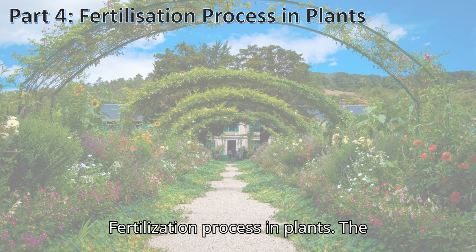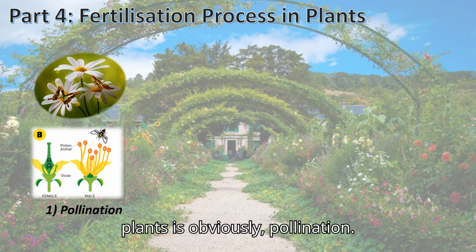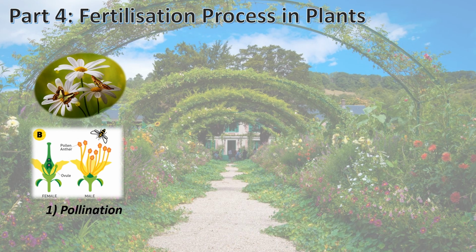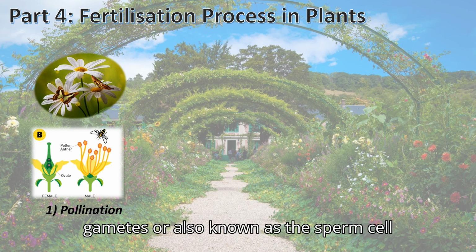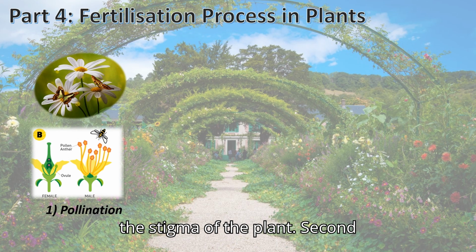Fertilization process in plants. The first step for fertilization to happen in plants is obviously pollination. Pollen grains will fall onto the stigma. Pollen grains, which contain the male gametes, or also known as the sperm cell, will be transferred from the anther to the stigma of the plant.